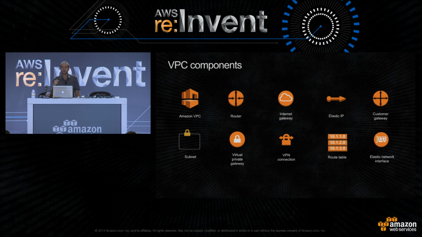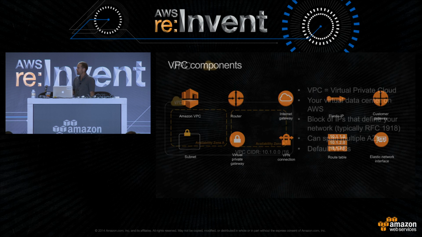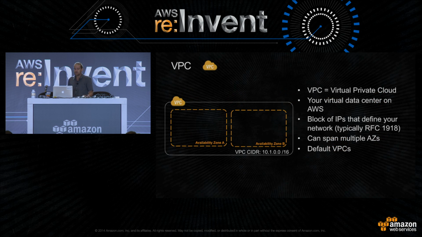So moving on, here are all the components of VPC. We're going to dive into each one of these, so let's just dive right in. So VPC, this is really your virtual data center in Amazon Web Services. You start by defining a CIDR block of IPs that define your network. Typically, it's going to be RFC 1918 space. So a VPC is a virtual data center that can span multiple AZs, like I mentioned before. So really, this is an HA data center in a sense.